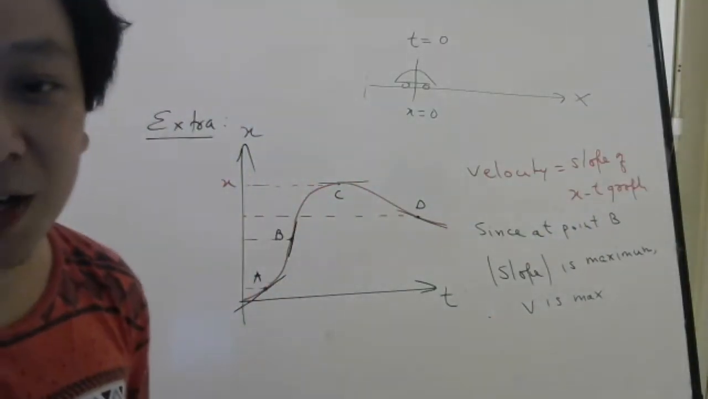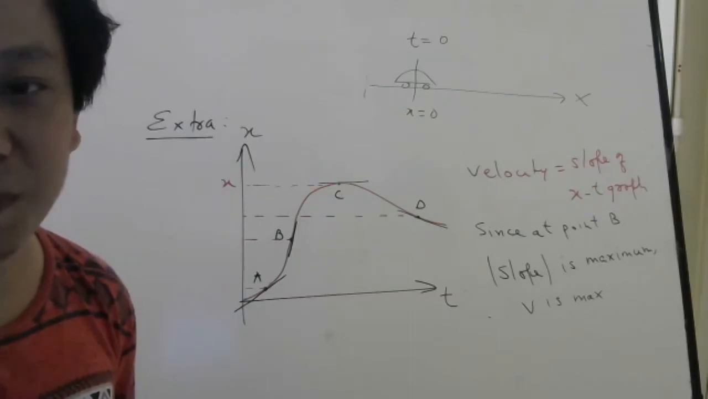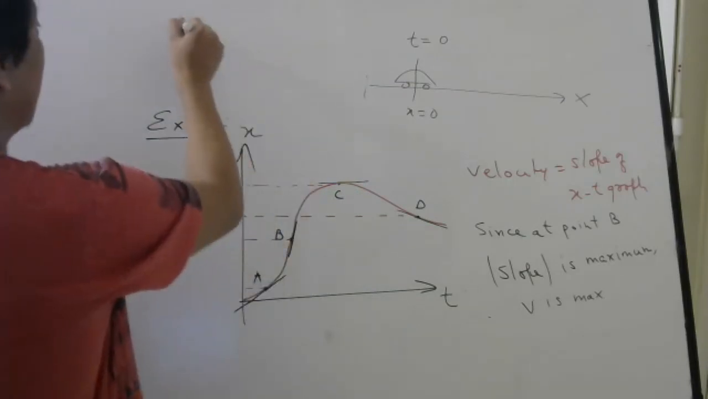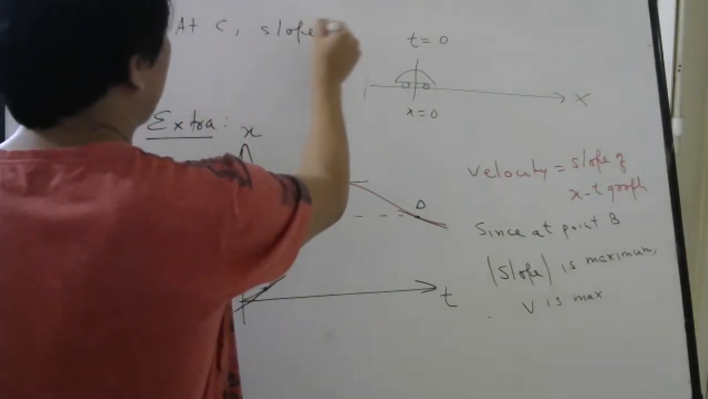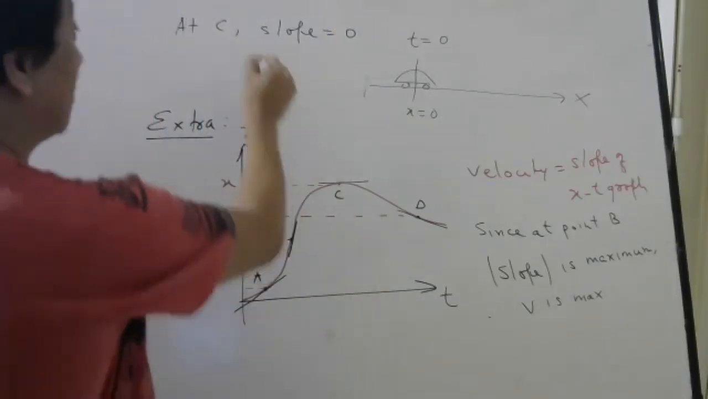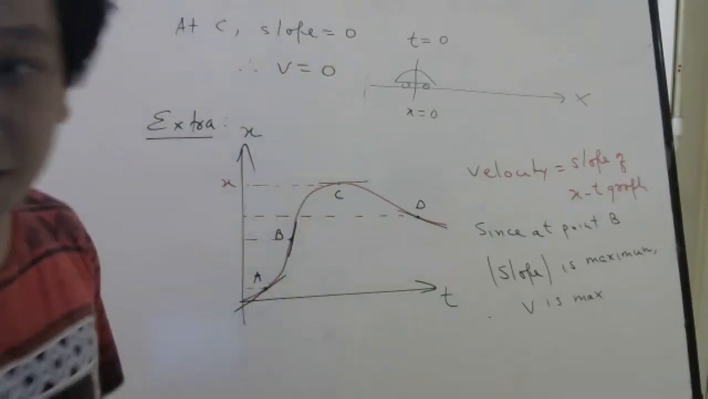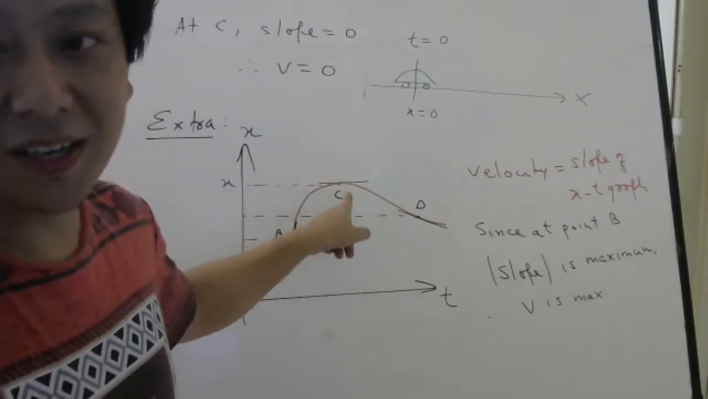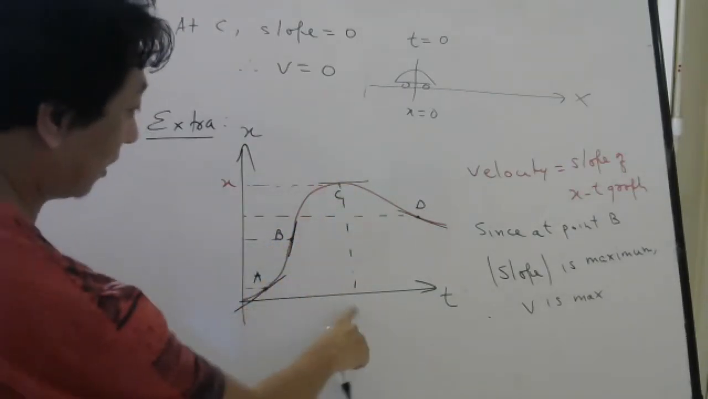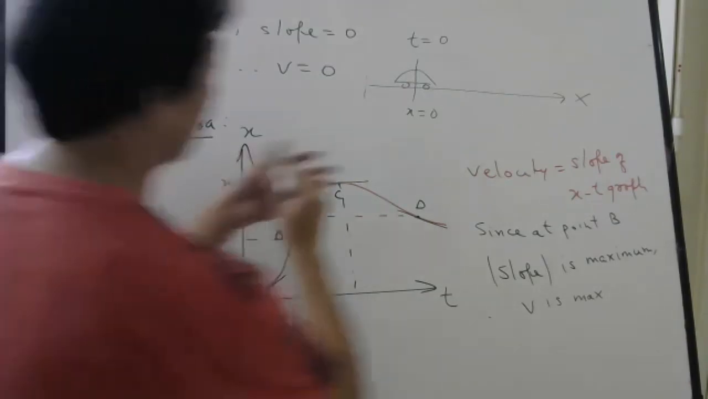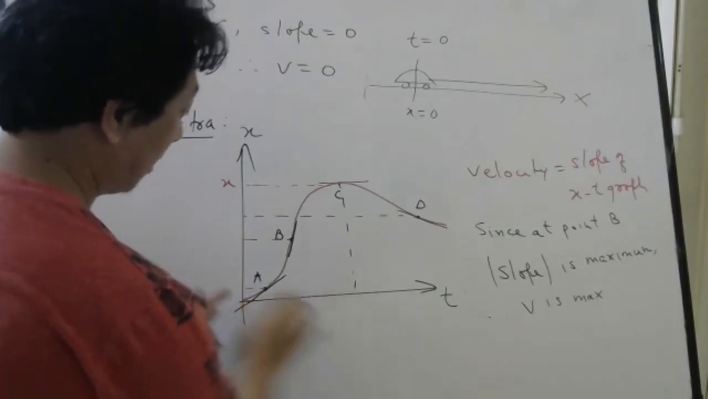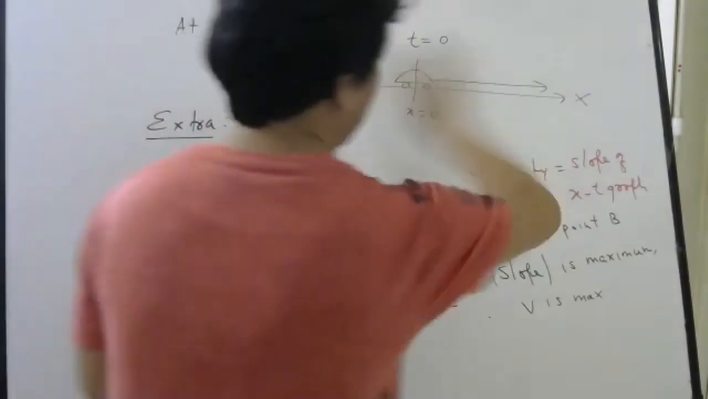Quickly tell me, where will the slope be 0? So the slope is 0 here, at C. Slope of which graph? The xt graph. What does 0 mean? Velocity is 0. It means here it stops momentarily. Can you check what is happening? Look here. From here to here, the car's x coordinate is increasing. It means the car is going this side. From this time to this time, x is increasing, so the particle is going this side.